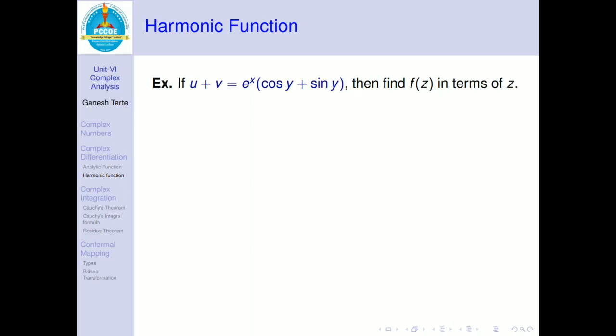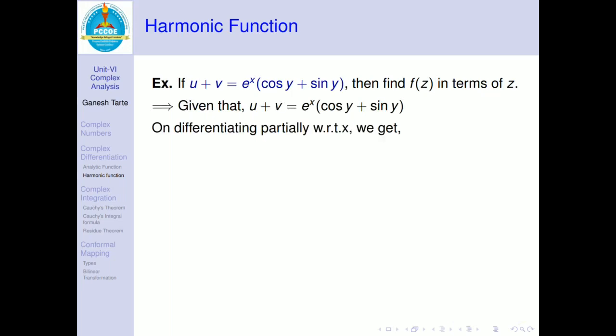So we firstly find out partial derivative of u plus v with respect to x and y. Differentiating this partially with respect to x, we get ux plus vx is equal to derivative of e raised to x, which is e raised to x, times cos y plus sin y as it is. It is equation number 1.